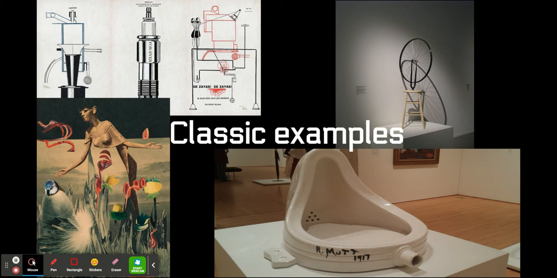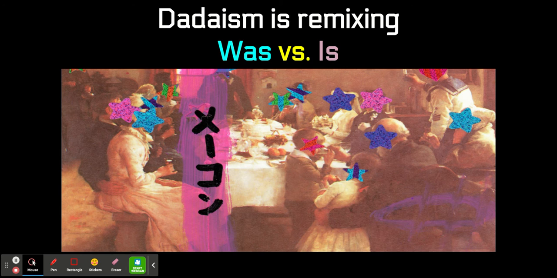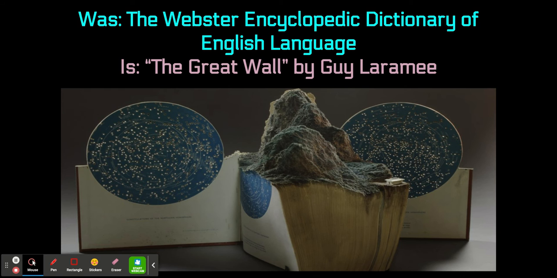And then here's another kind of collage art from that time. But let me show you some more modern ones too. Dada is, again, this kind of thing where you take something that was and make it something that is. Like this person just happened to take a print of an old painting and then just put some Japanese words and stickers and paint all over it and made it something new.